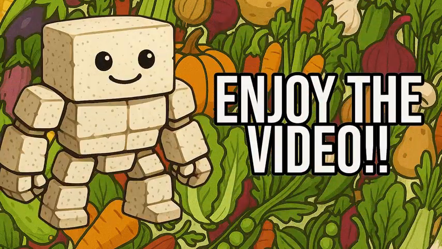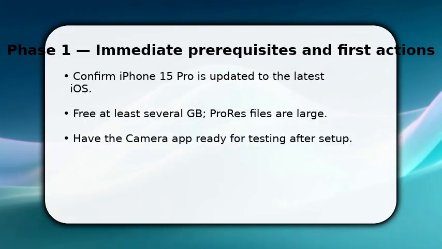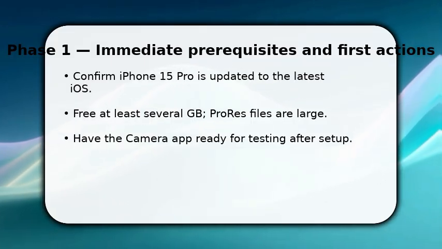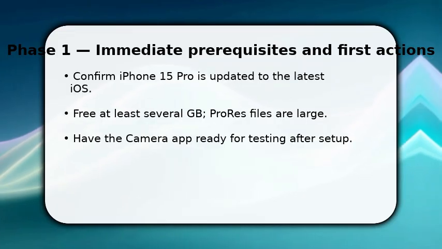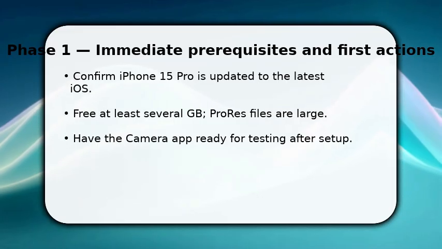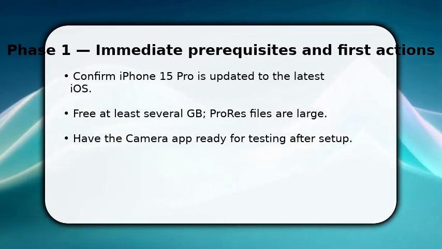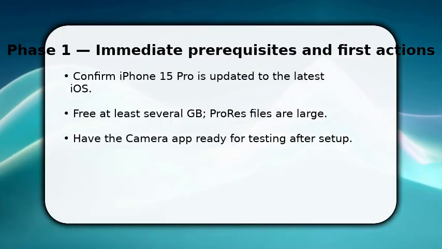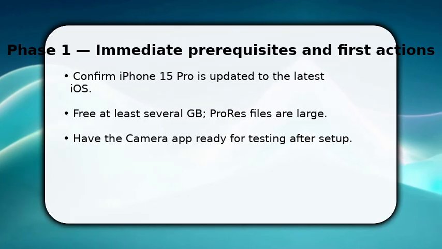Please enjoy the video. You start by getting prerequisites out of the way. Update your iPhone 15 Pro to the latest iOS and free up storage so ProRes files won't fail. Once done, open Settings and scroll to Camera. This is where the only toggle lives. You do this because ProRes recording is enabled system-wide via Settings, not inside the Camera app.